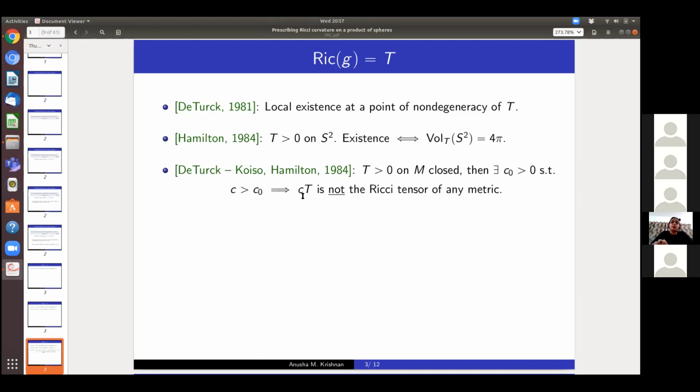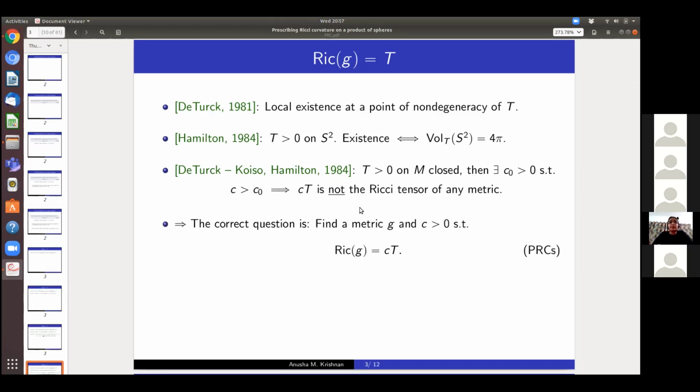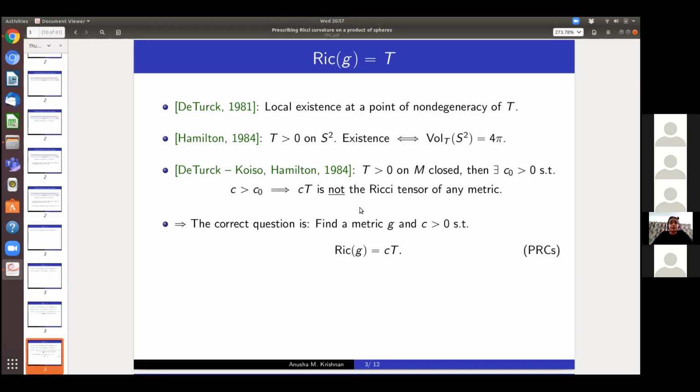So this involves a prescribed partial differential inequality satisfied by the scalar curvature on manifolds with positive definite Ricci. Okay. And so this result and the preceding one suggest that the correct question, when you're looking at prescribing Ricci on a compact manifold, is to look both for the metric G and the scaling constant C, so that Ricci G equals this scaled version of T. Okay, so I'm calling this the prescribed Ricci curvature equation with scaling, and that's what we're going to look at in the rest of the talk.